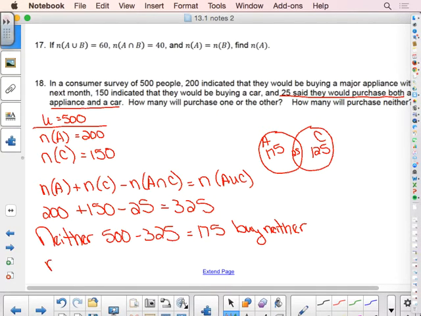So the number of people in the complement of A union C, complement is that little sign, is 175. That means the complement, those that are in the universe but not in the sets A and C. Now in this video here, number 19 will be homework. So answer all of the questions that we did not complete on the video for homework. The next video will start with question 20. Thank you.